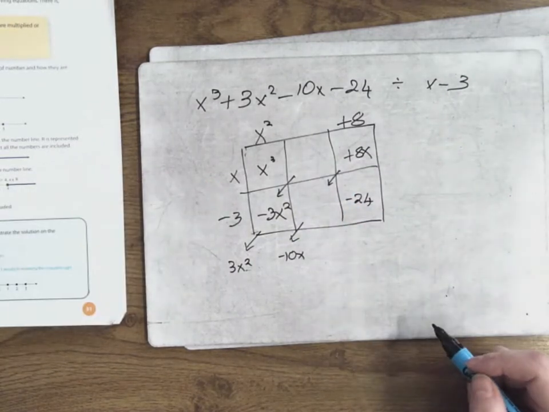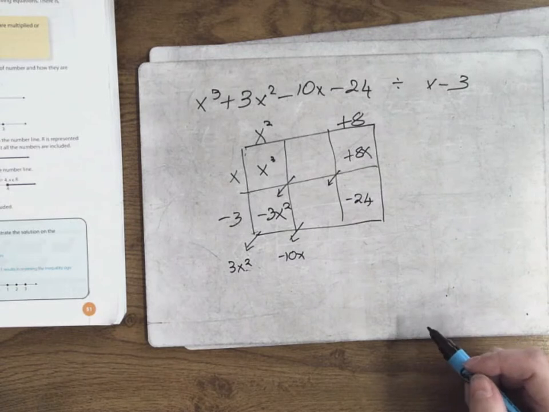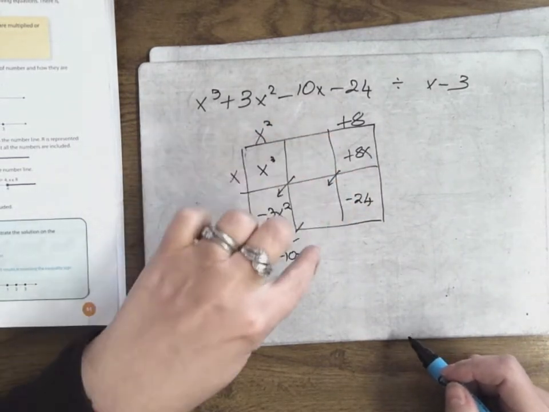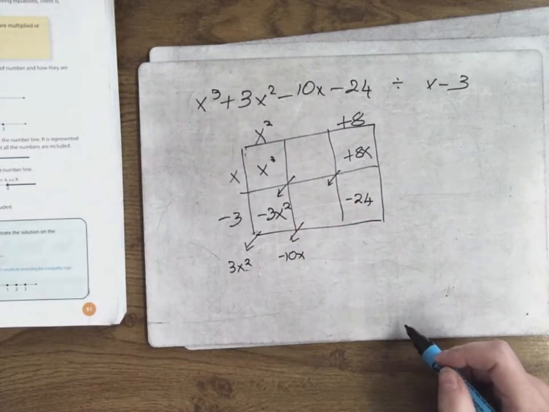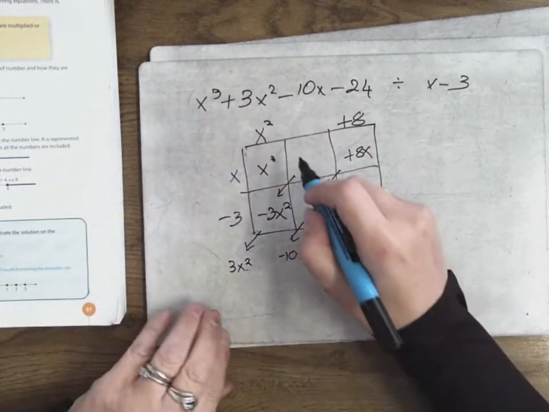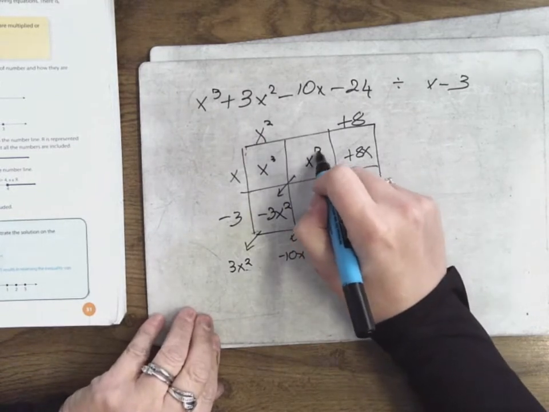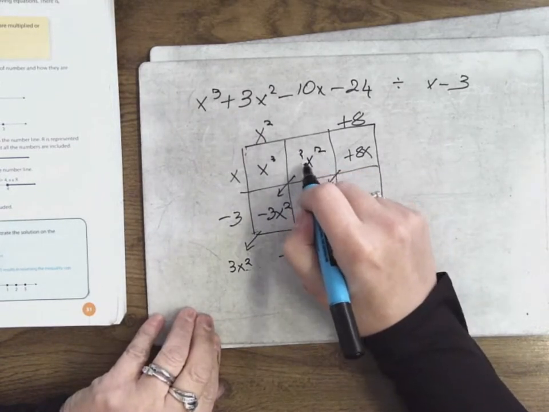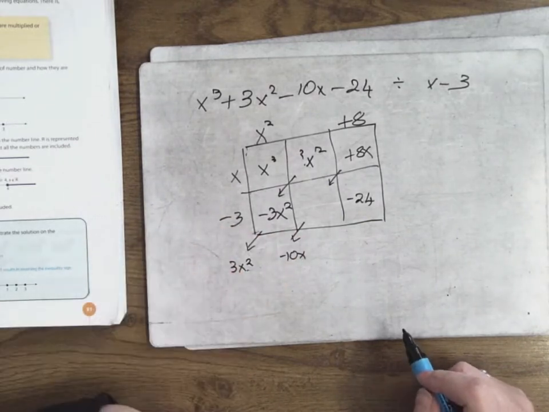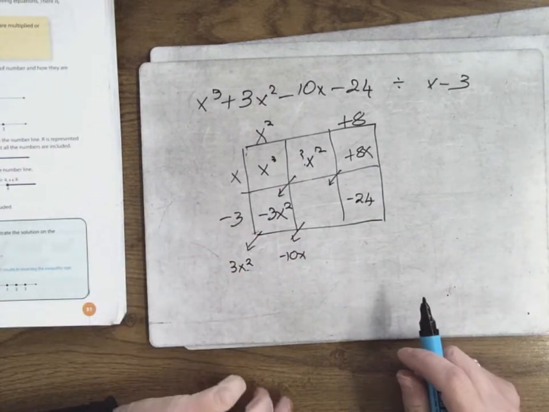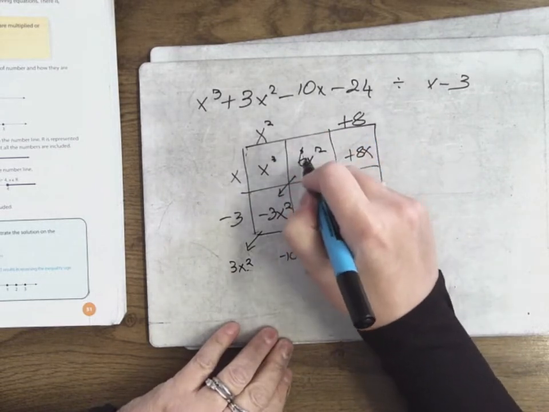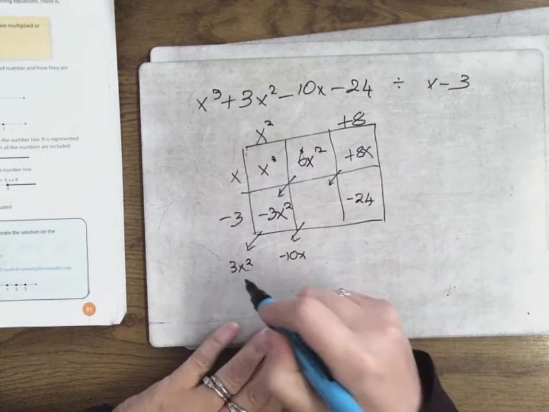Right. Now, this is the tricky bit that people find. So you have to see what's in one of these boxes. Either box. Right? I'm going to do this box. So something x squared. So it's definitely going to be something x squared. Something x squared take away 3x squared will give me 3x squared. So what is it? 6x squared. Because 6, take away 3 will give me 3.